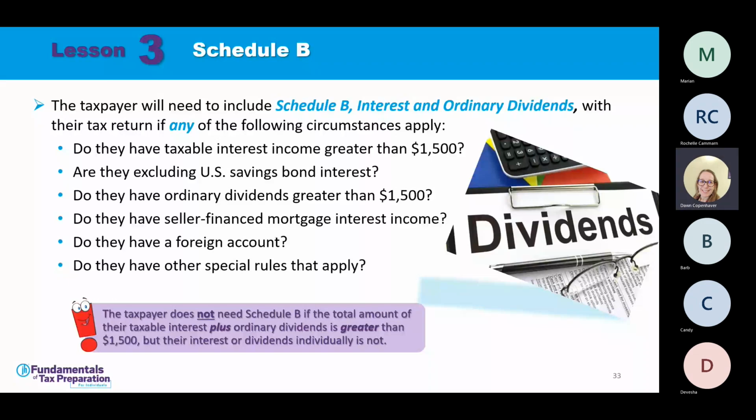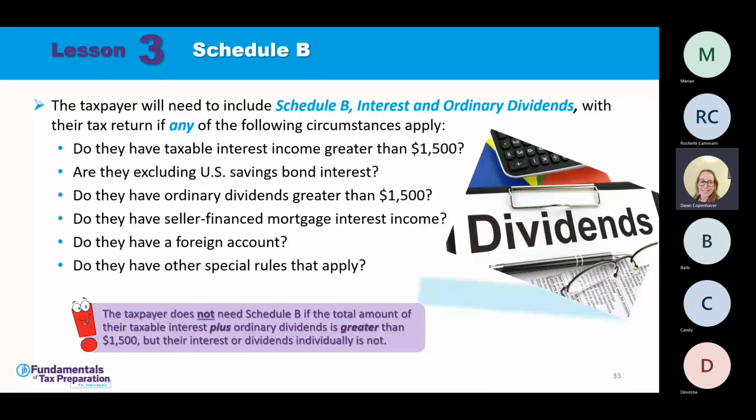All right, Schedule B. A taxpayer needs to include Schedule B, interest and ordinary dividends, with their tax return if the following circumstances apply. If they have taxable interest income greater than $1,500, if they are excluding any U.S. savings bond interest, if they have ordinary dividends greater than $1,500. Do they have seller-financed mortgage interest income? Does the person hold a land contract? Are they selling a house to someone who couldn't get a bank loan?